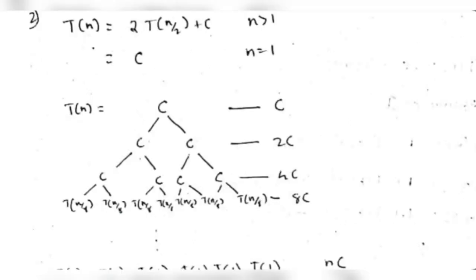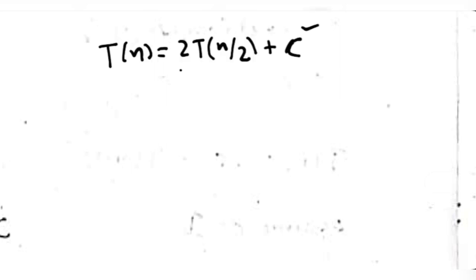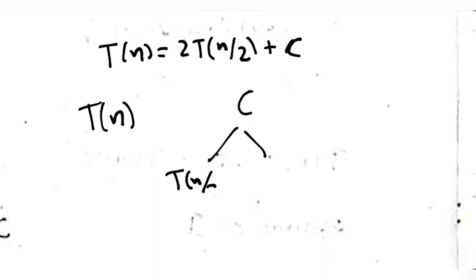Another type of recursive algorithm is of this form, T(n) = 2T(n/2) + c. For example, if this is the program here, in this program what happens is it takes a constant amount of time c, and then the remaining time will be 2 times the time taken for T(n/2). So how will it be? For the first time it will be the time c for T(n). It will be c plus T(n/2). How much time does T(n/2) take? 2 times T(n/2).